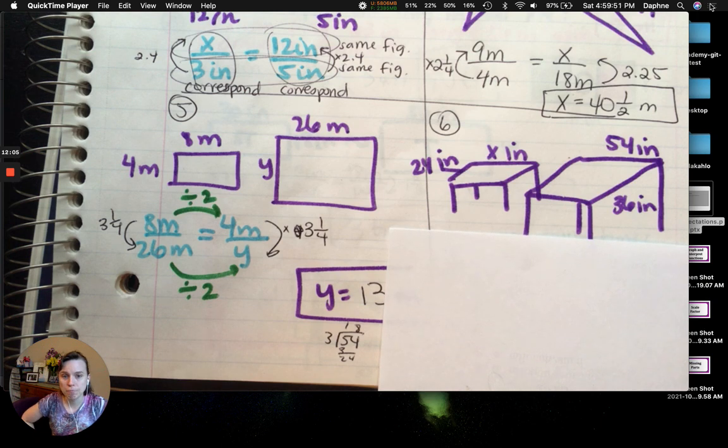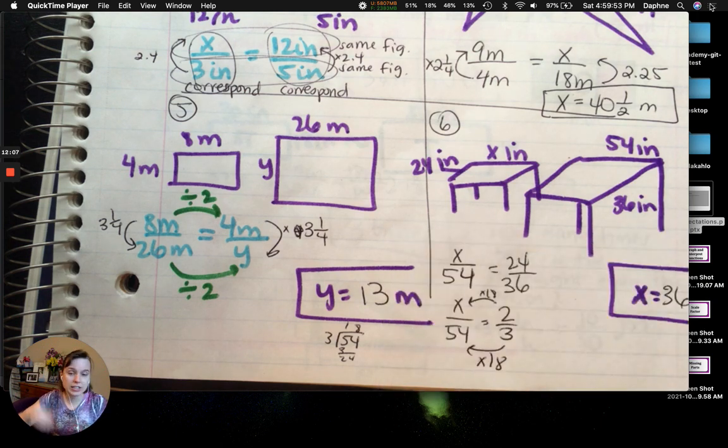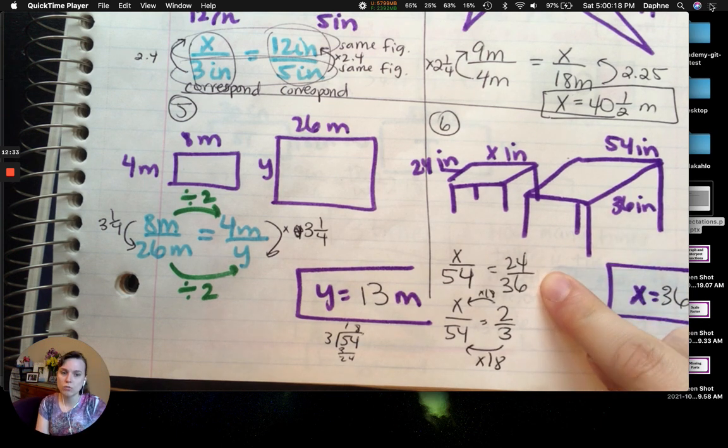Pause the video. You should have an X and 54 being compared, 24 and 36 being compared, and you should have X and 24 being compared, and 54 and 36 being compared. There's more than one way to write the proportion, but you should never have X and 36 being compared, or 24 and 54 being compared, because they are not in the same figure, and neither of them corresponds with the other.